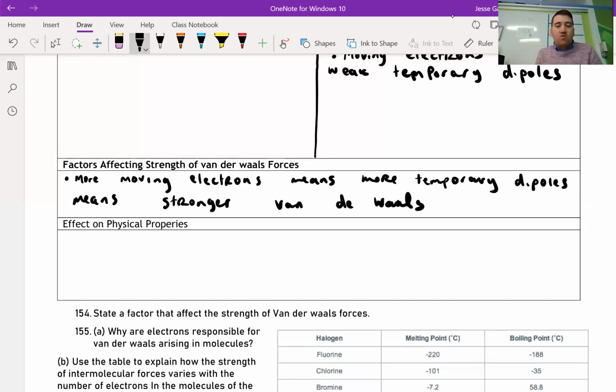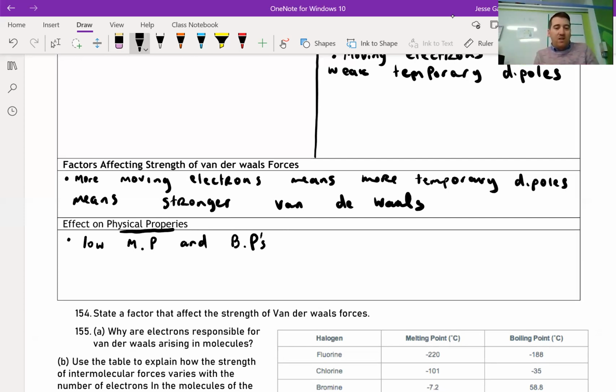Okay, so more moving electrons means more temporary dipoles means stronger van der Waals forces. First of all, the thing to note is that all molecules that have only van der Waals forces will all have low melting and boiling points. Low melts. That's not the full story. How does the strength of the van der Waals forces affect the melting point and boiling point?